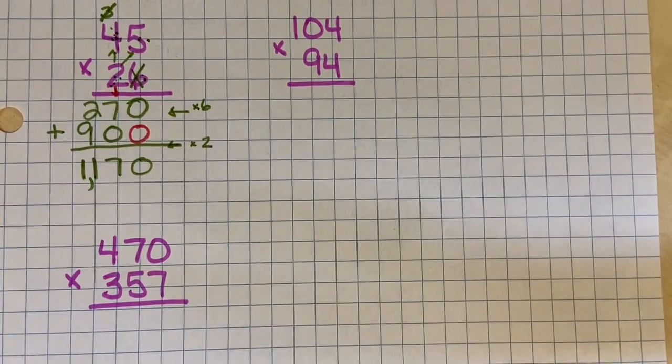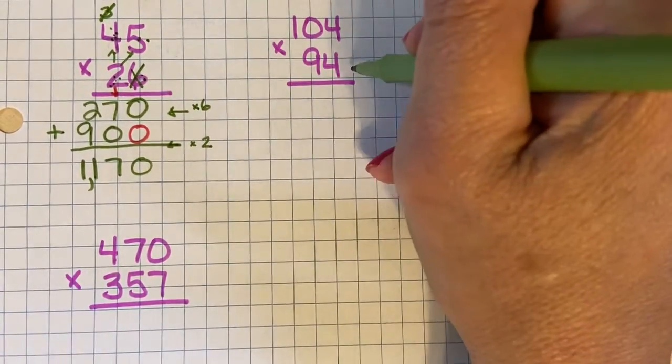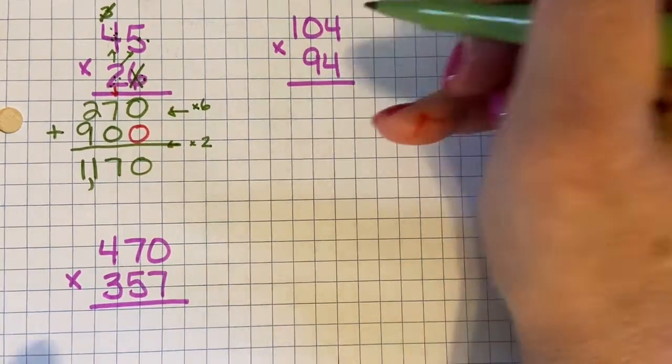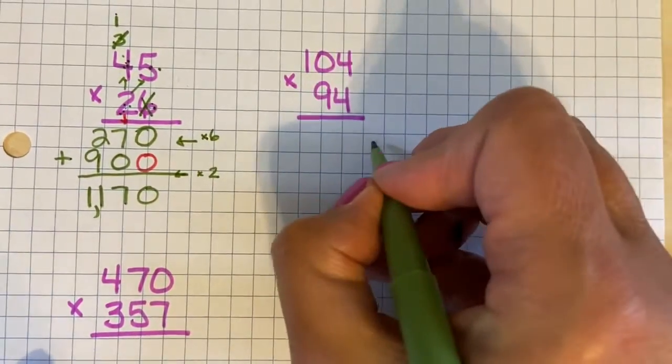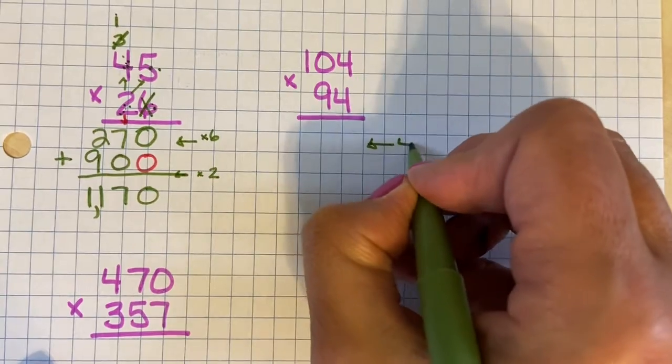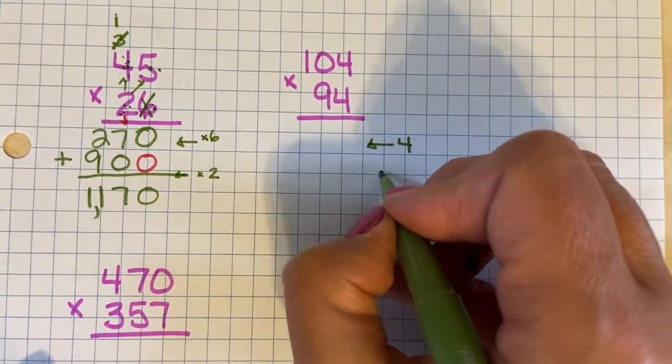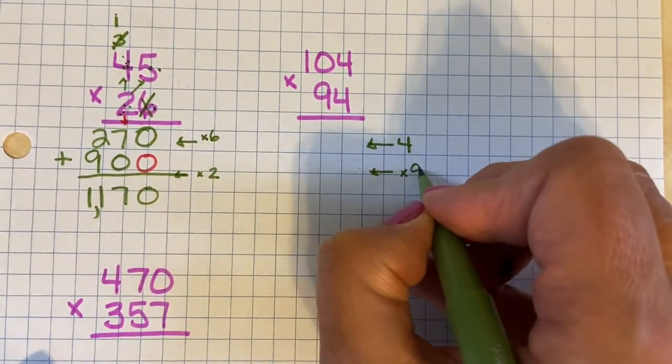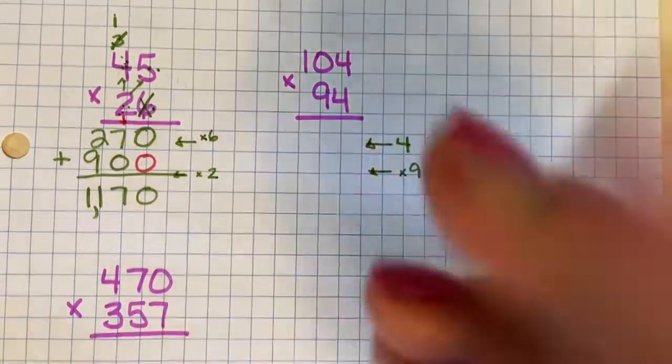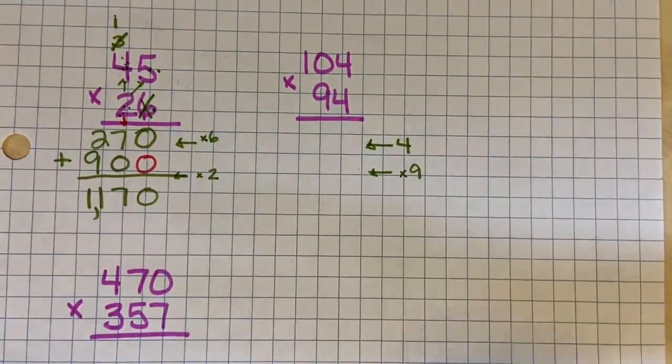All right, so this one again, I had a 3-digit and a 2-digit, so I want the 2-digit on the bottom. I don't want the 3-digit on the bottom, or I'd have to multiply 3 numbers. Remember, the first one's going to be the 4, then you're going to have a 0 placeholder, and then you're going to multiply by the 9, okay? Always starting at the far right.